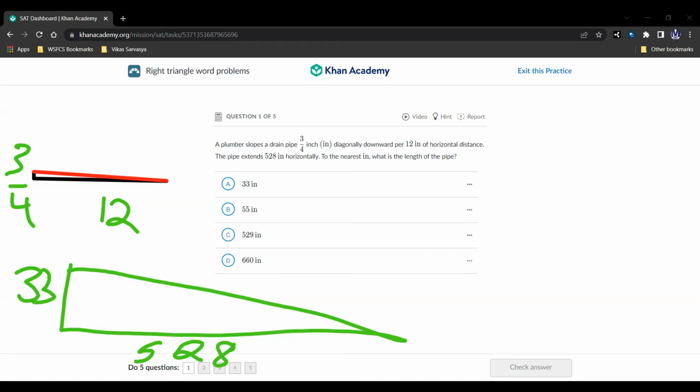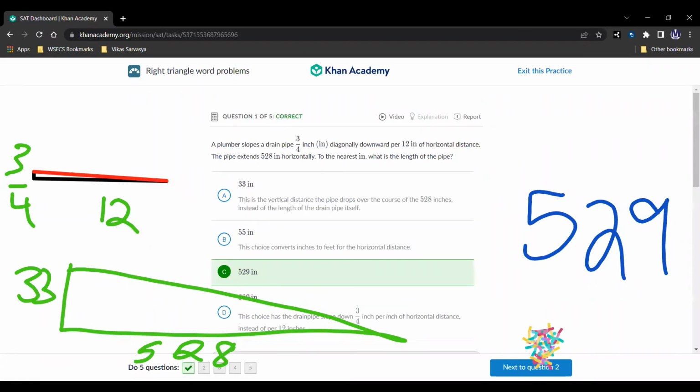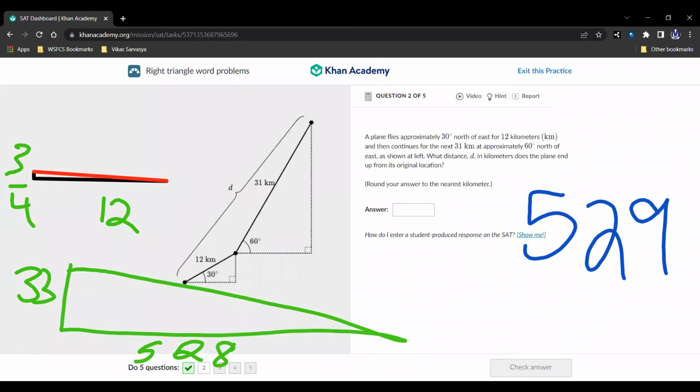So we're going to use the Pythagorean Theorem. 528 squared plus 33 squared, and then we take the square root of that, and we get 529, which really we should have suspected, since 33 is so much less than 528, this is going to be around 528. 529 is our answer, and we can move on to the next question.